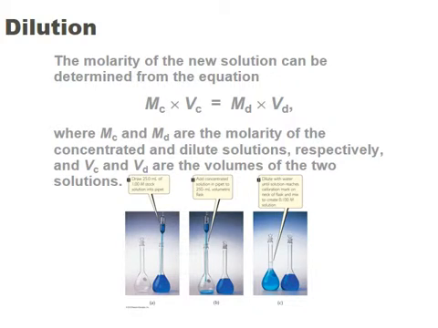Most of the dilution problems deal with expressions like these: molarity times volume. Let me tell you what you're really getting when you multiply molarity with volume. Molarity has the unit of moles per liter, and the volume has the unit of liter. So moles per liter times liter gives you moles.